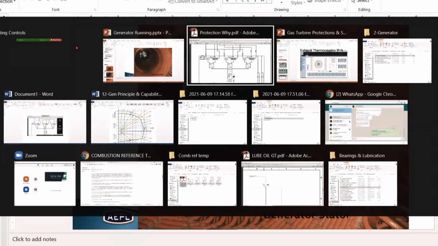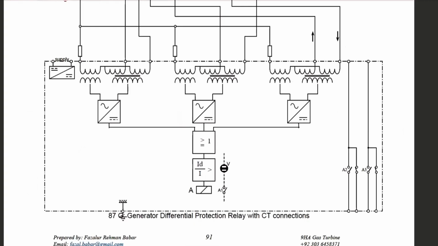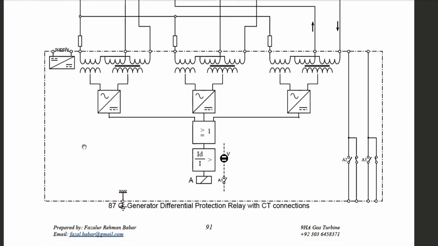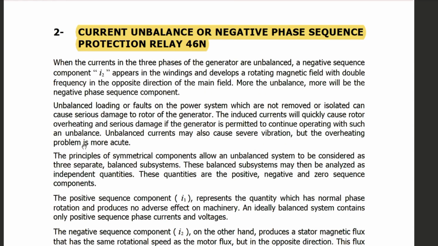Okay, now I will go back to the protection system again. At this protection, not only the generator breaker must open, but the gas turbine must also trip, to avoid further damage to the generator.